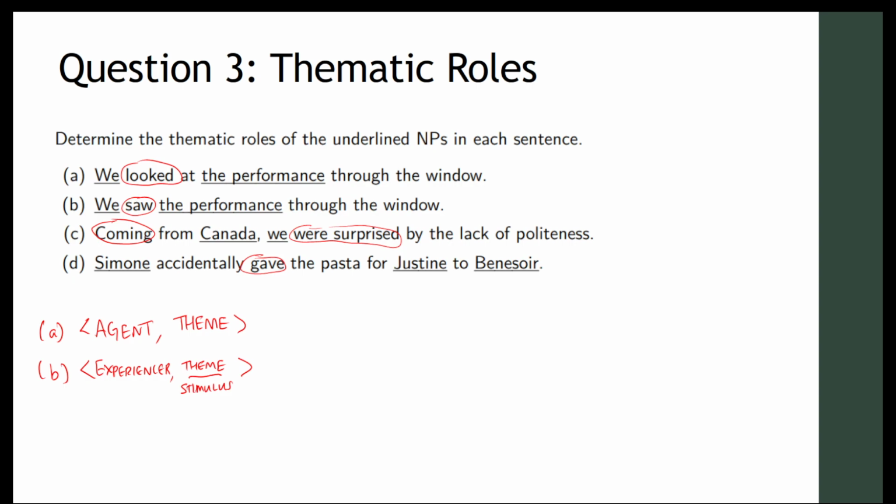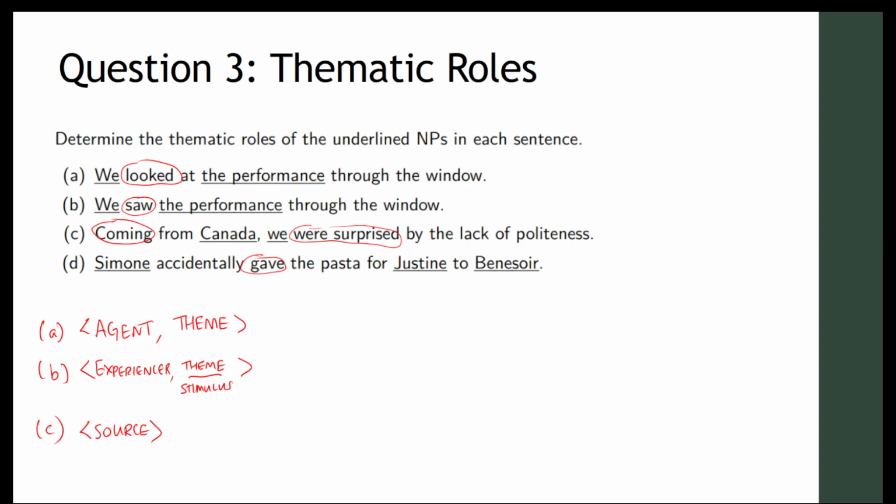We can choose either. So C, we have two verbs. One is a gerund, but it still has verbal qualities, and the other is a passive. So the passive is going to be interesting. But let's do coming from Canada. So coming from Canada, this is just going to be a source. This is where we're coming from. It's the source of coming.